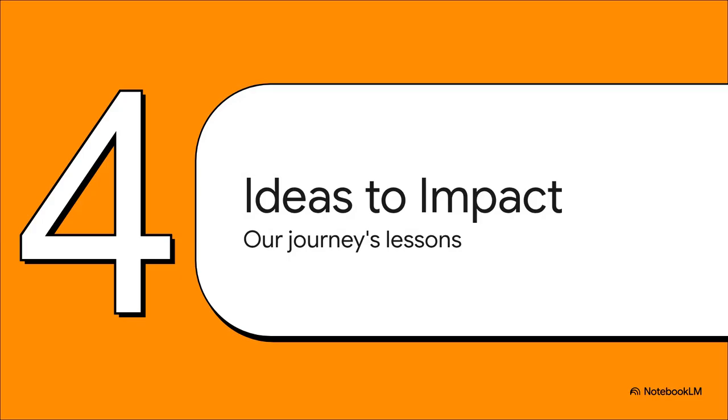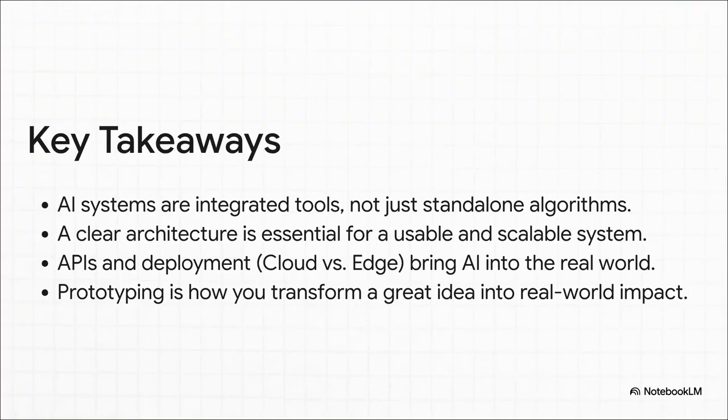All right, let's zoom out for a second. We've gone all the way from a simple idea to a working app that could make a real difference. So what are the big lessons we've learned on this journey? Here are the big things to remember. First, an AI app is way more than just the algorithm. It's an entire integrated system. Second, that architecture we talked about, it's everything. It's the foundation for a usable, scalable app.